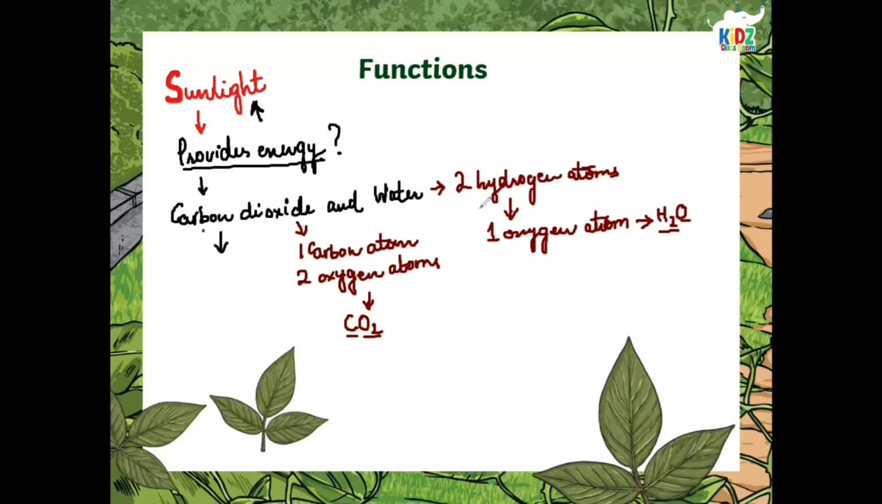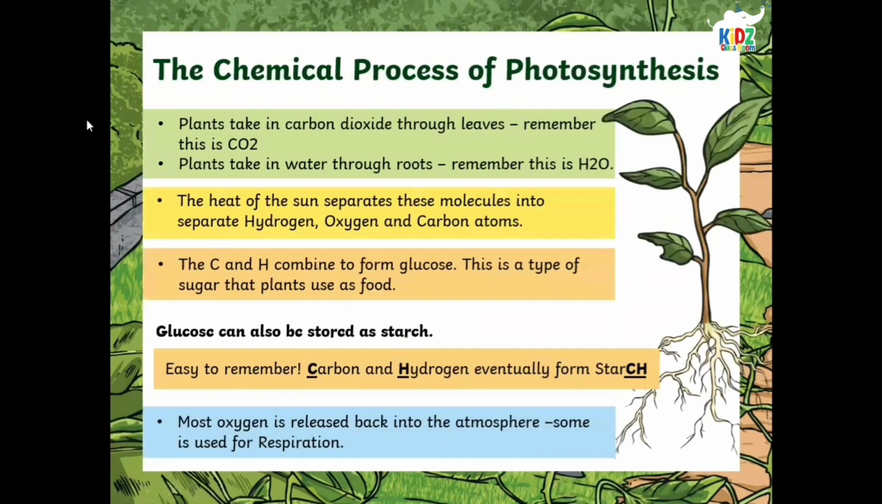And what were the inputs of plants? They take in carbon dioxide and they take in water. So let's move on and learn further why we need energy from the sunlight, why we need the basic atoms, why we have to break down the molecules into atoms. Okay, so this is the chemical process of photosynthesis. Now we are going to learn about the chemical process of photosynthesis.